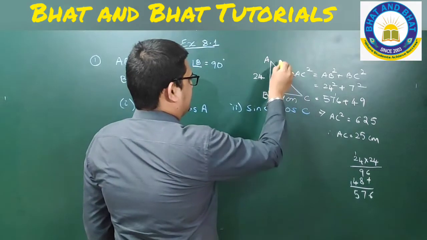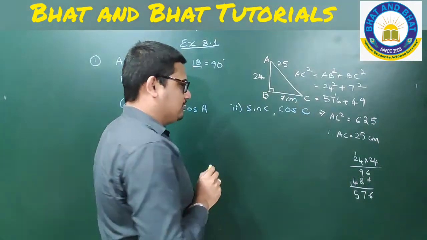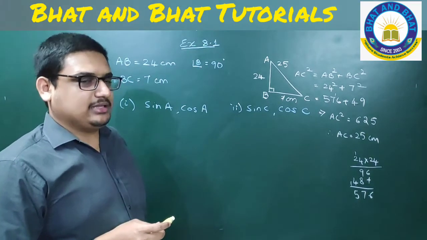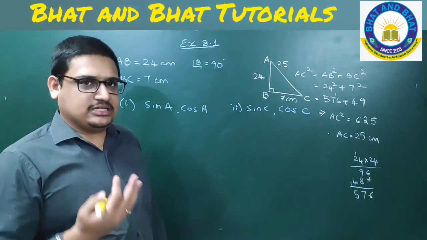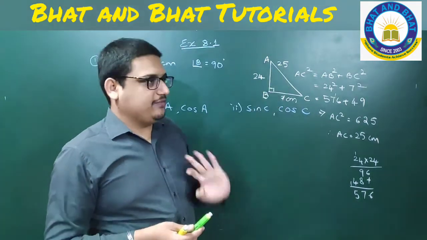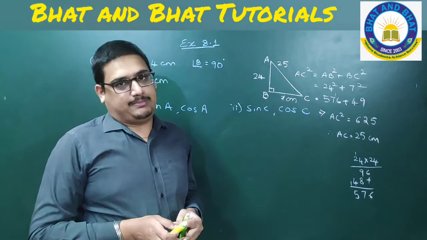So, this side becomes 25. Now, we have studied something called a Pythagorean triplet. What is a Pythagorean triplet? Three numbers which satisfy the Pythagoras theorem. So, here we can say 24, 7 and 25 are the Pythagorean triplet.